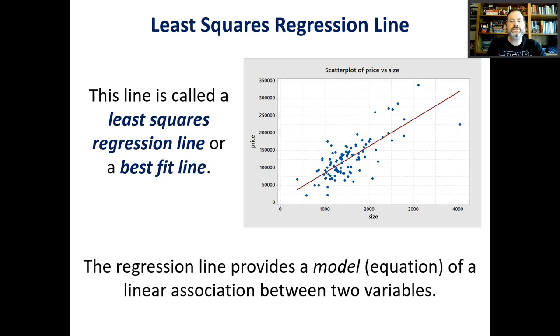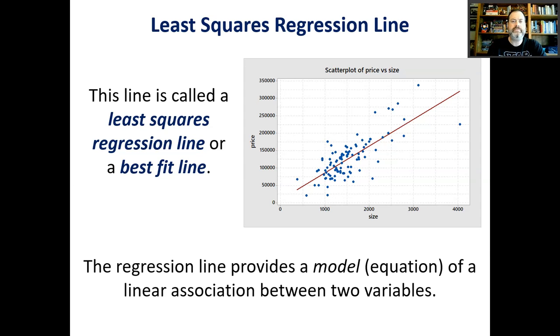So this is called a least squares regression line. Sometimes it's called a best fit line. It has lots of names. Don't be thrown off by the names. It's the only line we will use in chapter 2. So whether it says regression line or best fit, it's just a line that's drawn on a scatter plot.